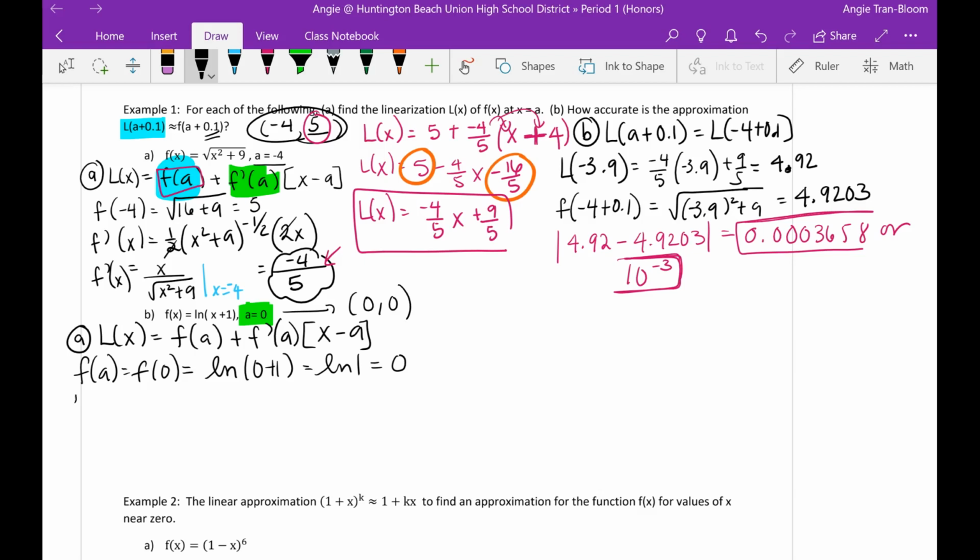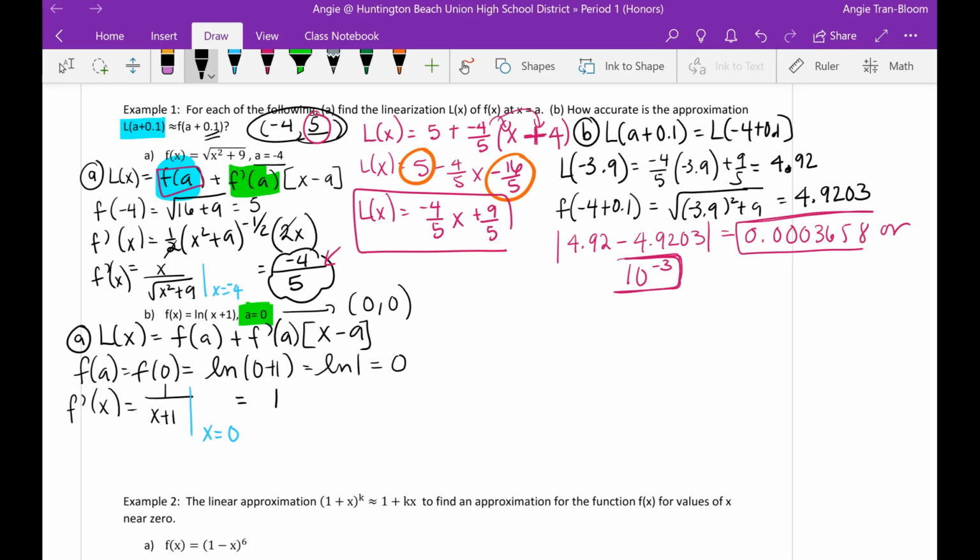I need to do the derivative. f prime of x: the derivative of natural log is 1 over x plus 1. Technically, you do need the chain rule, but the derivative of x plus 1 is just 1, so I don't have to worry about that. Let's evaluate at x equals 0. That will give me 1. So f prime at x equals 0 is 1.